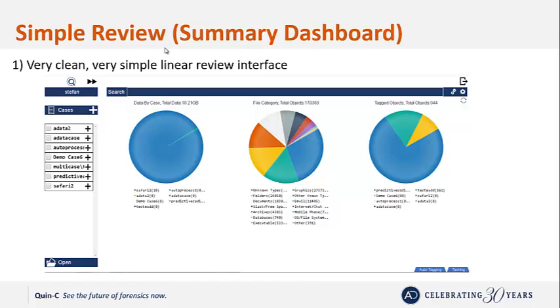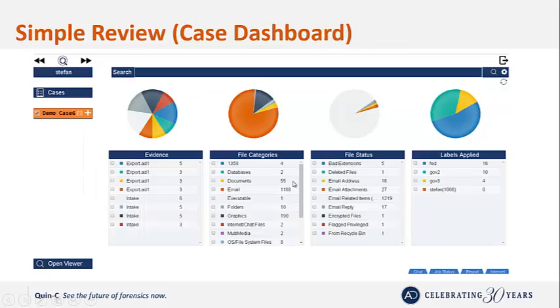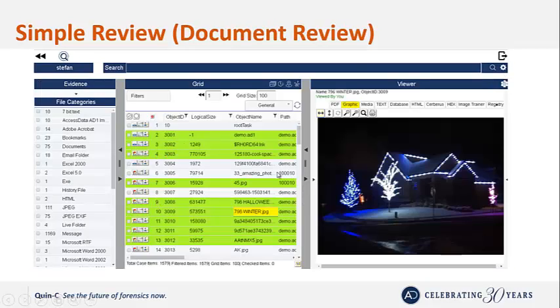And by linear review, I don't mean one document at a time. There's still searching capability here. There's still filtering capability. But I mean, if you will, a linear progression through the investigation. Very straightforward logic, nothing overly complex. You can see the interface starts out with a summary dashboard. It then goes to a case dashboard, which gives you overview information about the case or cases. And then finally, it gives you a simple interface to review data in.